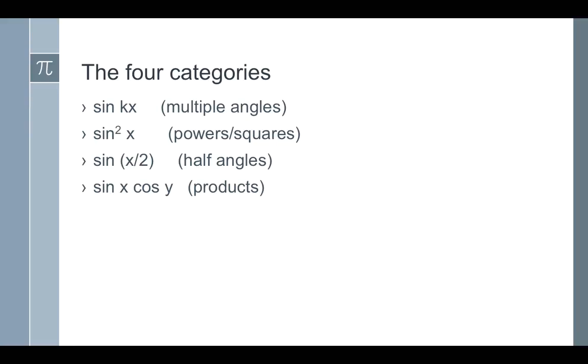And the product of two functions. We have this type of identity as well. So we can take the product of two functions and rewrite them in different ways, just depending on what you have and what you've been given.